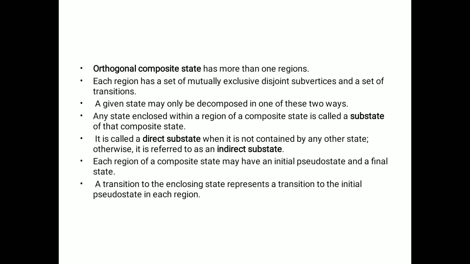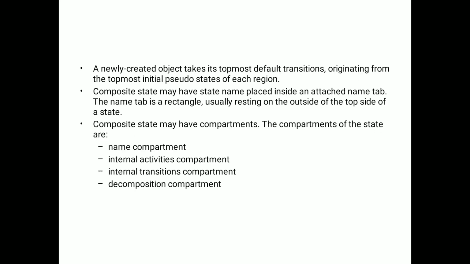Orthogonal composite state has more than one region. Each region has a set of mutually exclusive disjoint subvertices and a set of transitions. A given state may only be decomposed in one of the two ways. It is called a direct substate when it is not contained by any other state. Otherwise, it is referred to as an indirect substate.